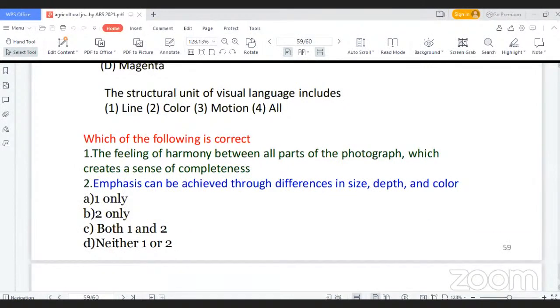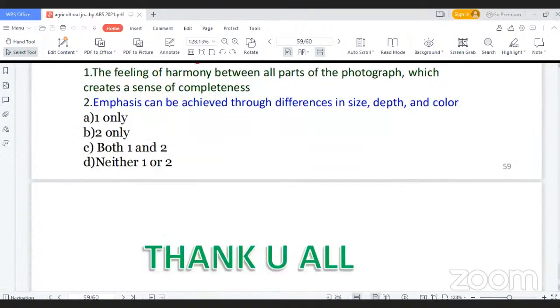Which of the following is correct? The feeling of harmony between all parts of a photograph, which creates a sense of completeness. Okay, good. True. Emphasis can be achieved through the difference in size, depth, and color. True. Both are true.